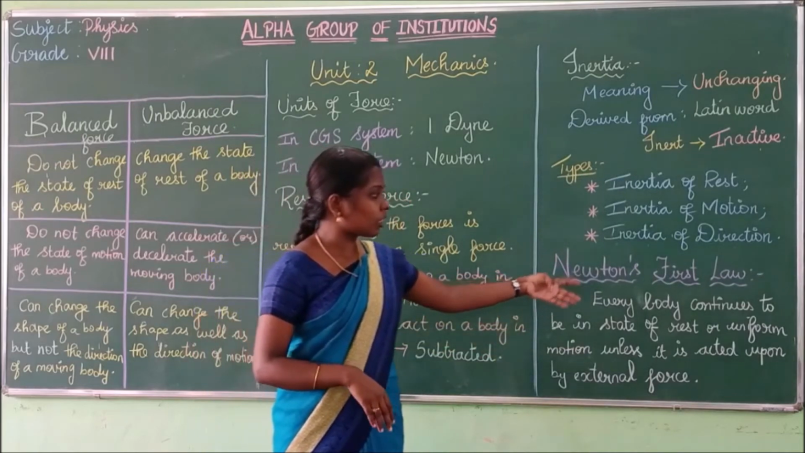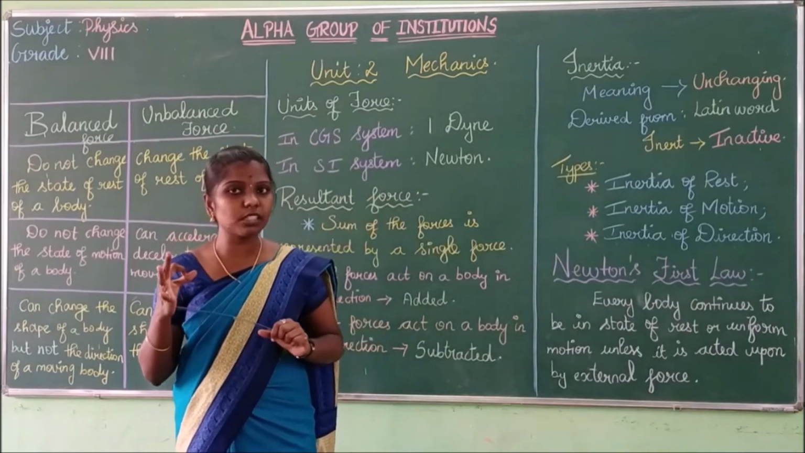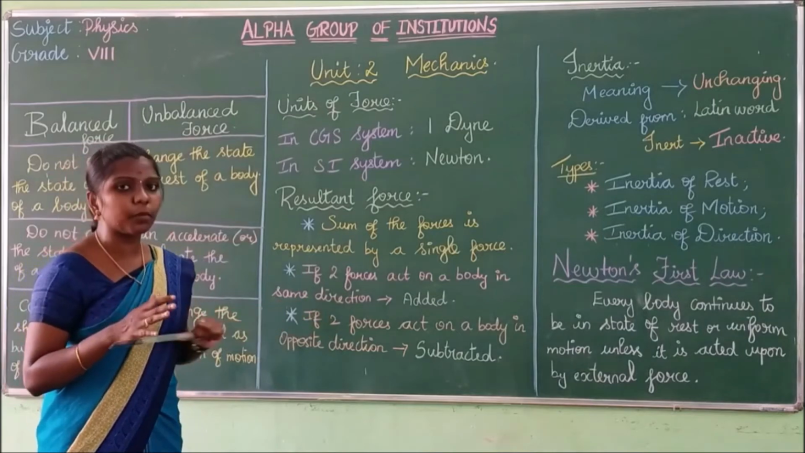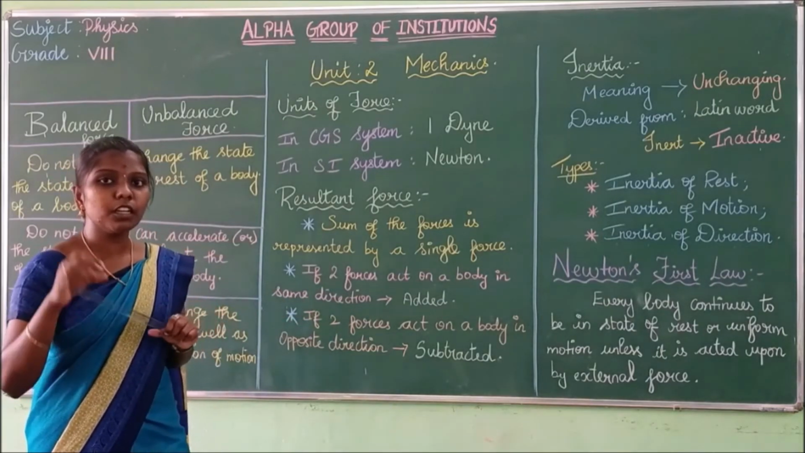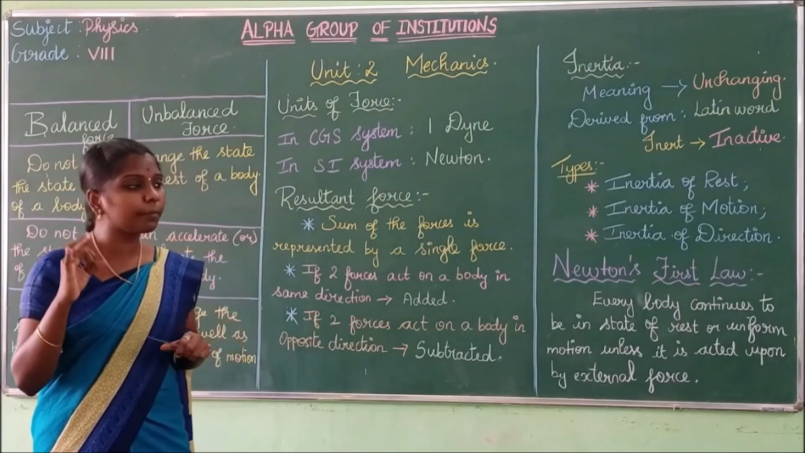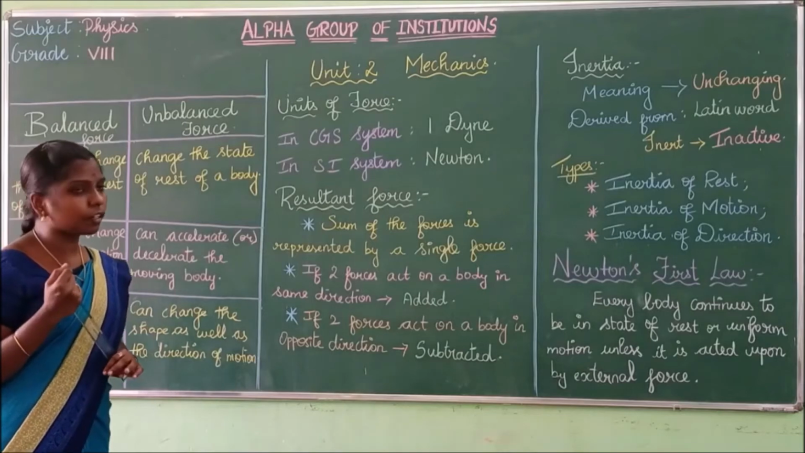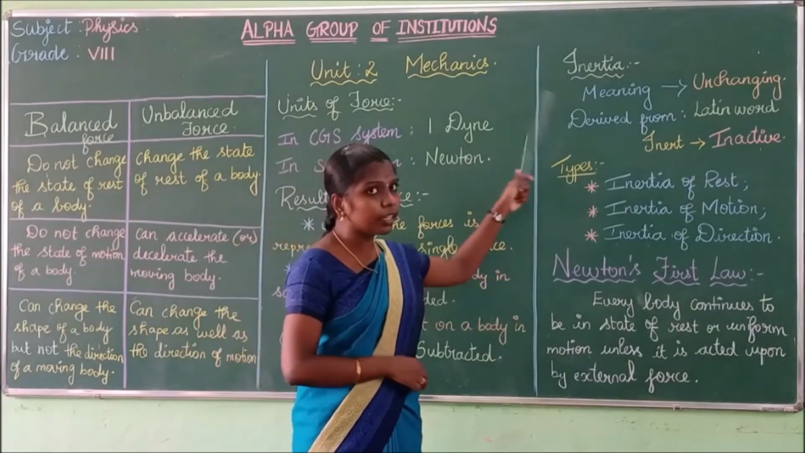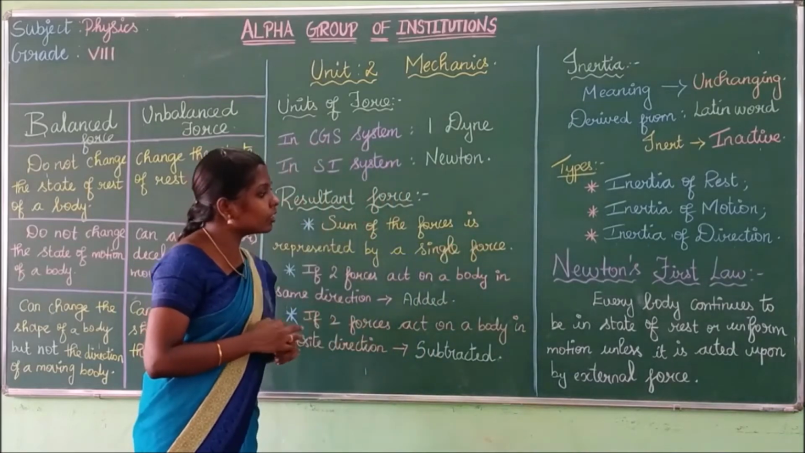Next, Newton's first law of motion. As I have said before, Newton formulated three laws, namely the first law, second law, and third law. These laws are named after him: Newton's first law of motion, Newton's second law of motion, and Newton's third law of motion. Newton's first law is also called the law of inertia.